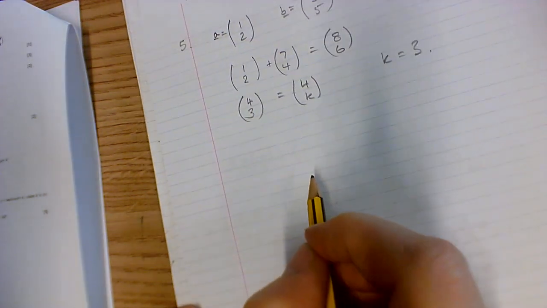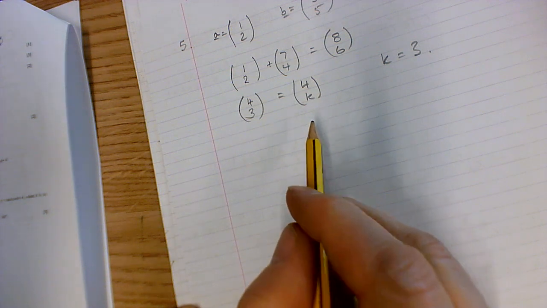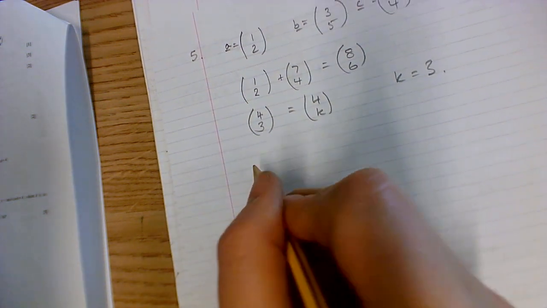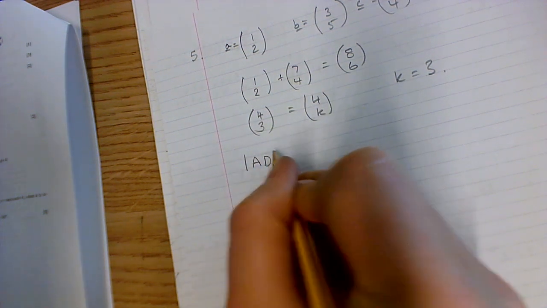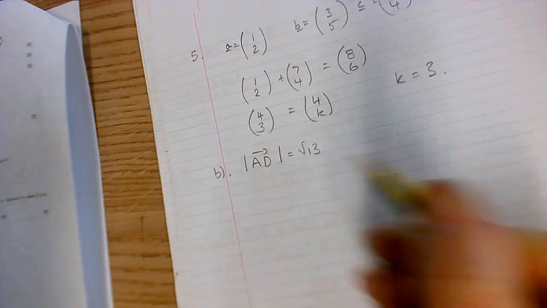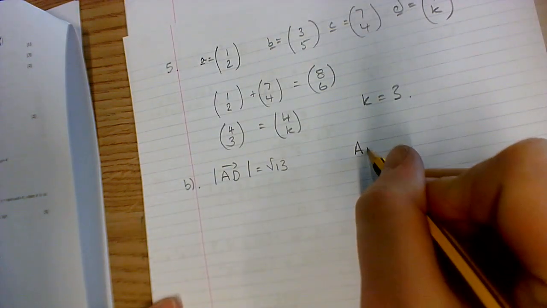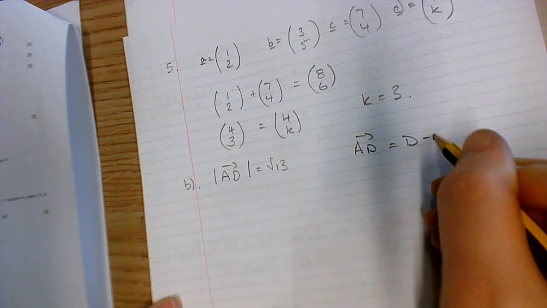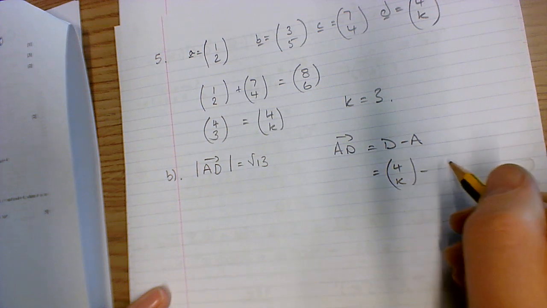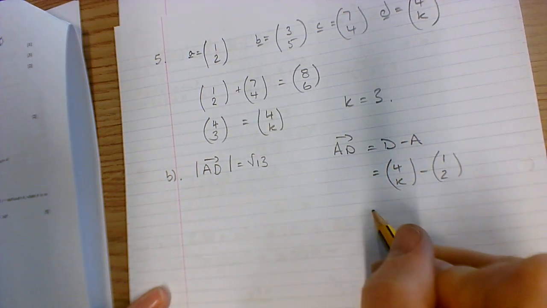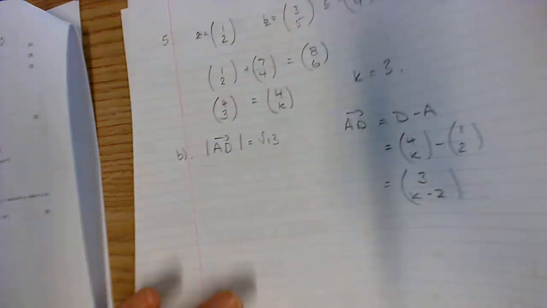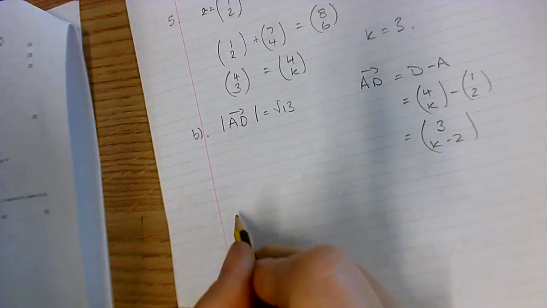Next question, find 2 values for k for which the magnitude of AD is root 13. So I've got the magnitude of AD is equal to the square root of 13. So this is part B. So what's AD? So A to D is equal to D minus A, which is equal to (4, k) take away (1, 2). So that's obviously (3, k minus 2). So that's A to D.